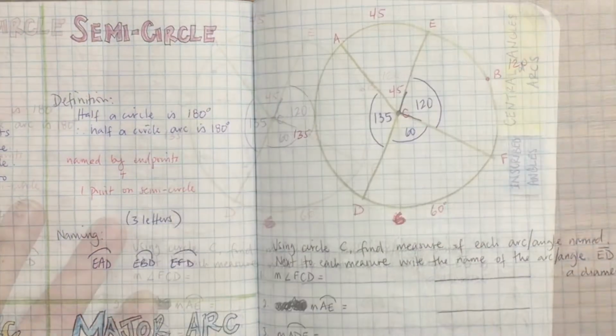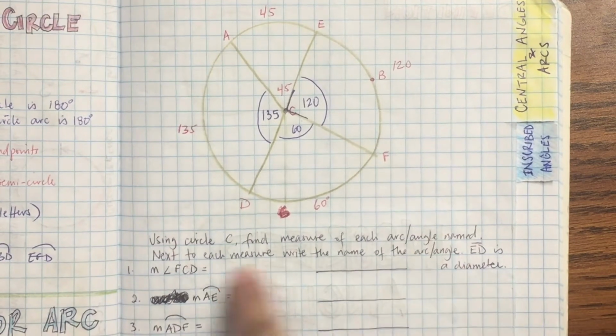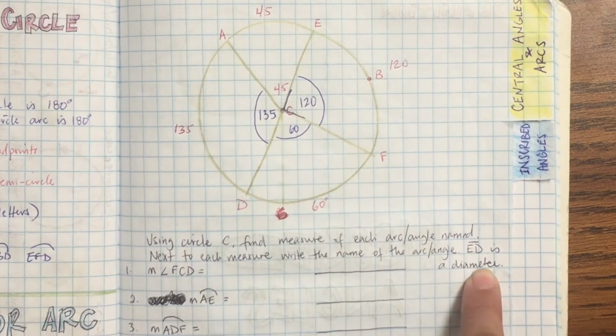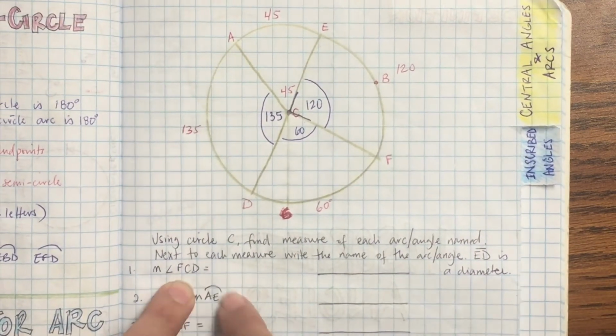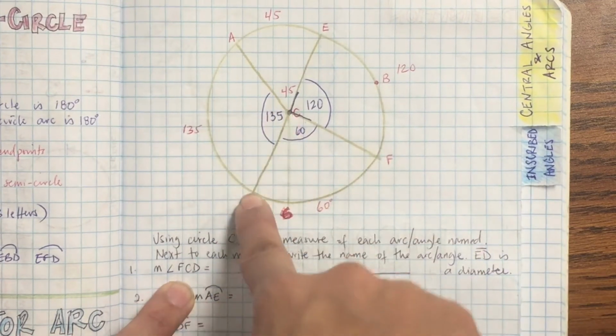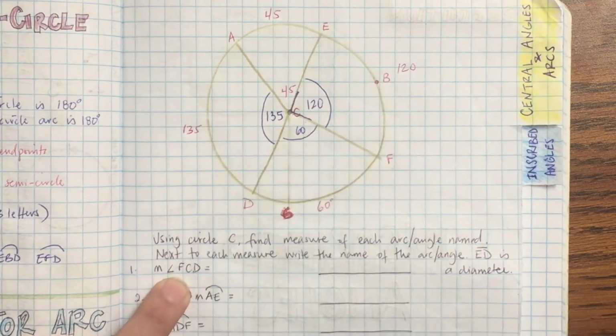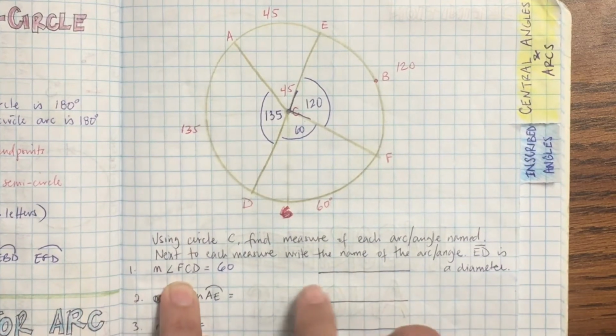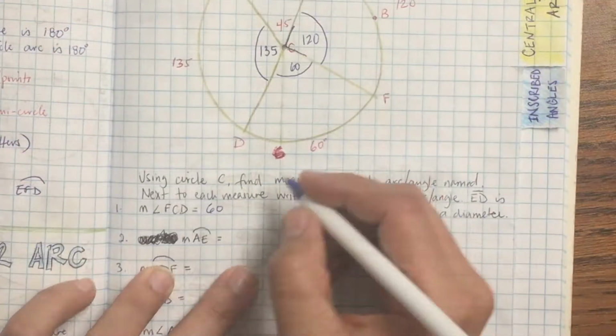Alright, so let's take a look at some examples. Using this circle, find the measure of each arc and angle named. Next to the measure, write the name of the arc or angle. ED is the diameter. Alright, so angle FCD. What's the measure? 60 degrees. What kind of angle is that? That's an angle, and it's a central angle.